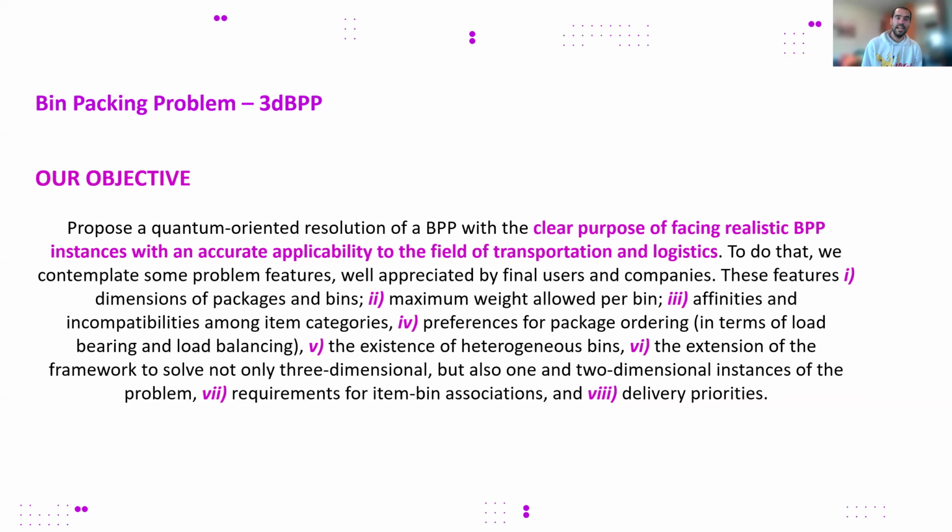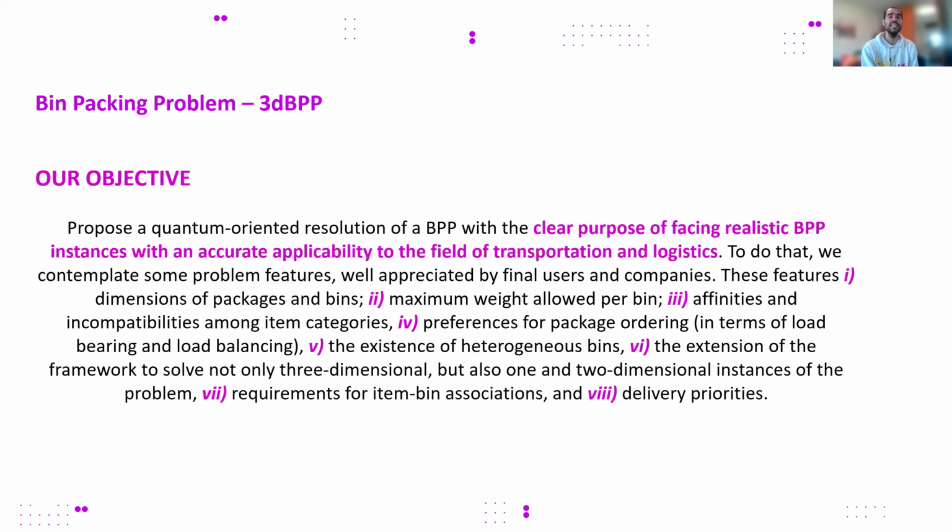As you can see here in this slide, we have contemplated different kinds of constraints, such as, of course, the dimensions, the weights of the packages, affinities and incompatibilities among different categories, and preferences for package ordering. We are going to see all these things briefly in some slides, and also in a brief demonstration that I'm going to do.